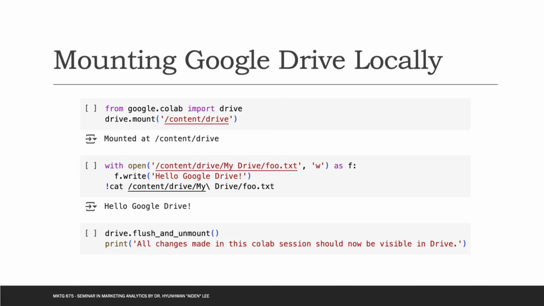Beyond uploading and downloading, Colab integrates directly with Google Drive. This allows you to store large datasets and results in Drive and access them anytime. To connect Colab to your Drive, use the command drive.mount('/content/drive'). You'll be asked to authorize access, and once it's done, your drive appears like a folder inside Colab. You can then read and write files as if they were on your own computer.